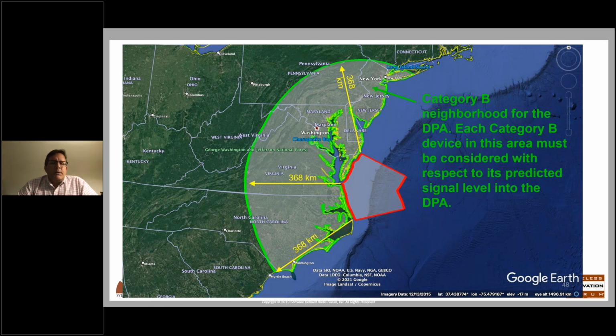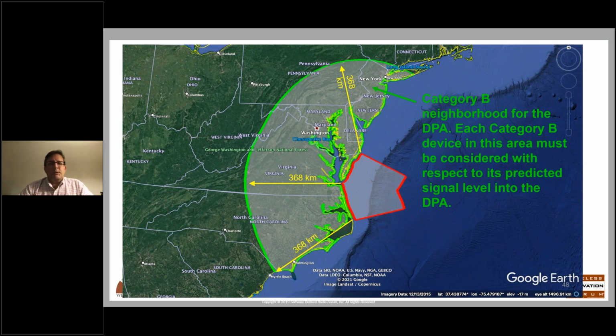So then the next thing that you have to think about is the government working with industry has defined what's called a DPA neighborhood. And the DPA neighborhood is the area in which any CBSD that is operating co-channel to any radar activity in the DPA must be considered as a potential interferer. Doesn't mean it is an interferer, and it doesn't mean it's definitely impacted by operations in the DPA, but it could be. And what the DoD and NTIA and industry have come up with is a neighborhood distance.